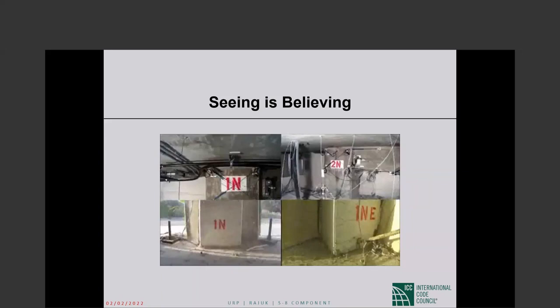In a dual frame system, we design the moment frame itself to carry at least 25% of base shear. What about the same structure for wind design?